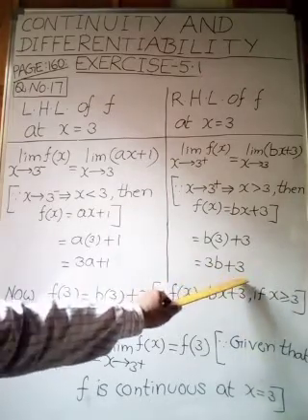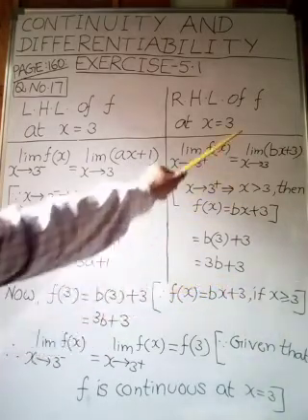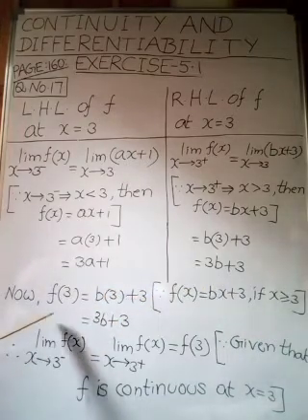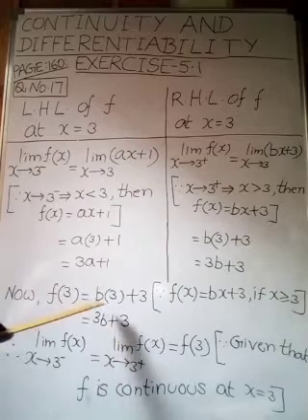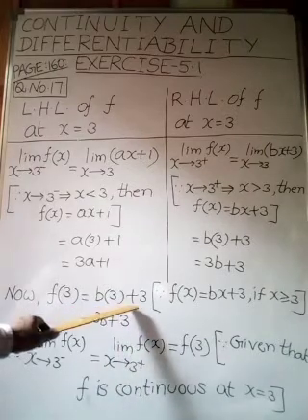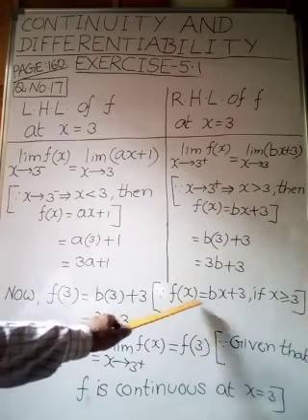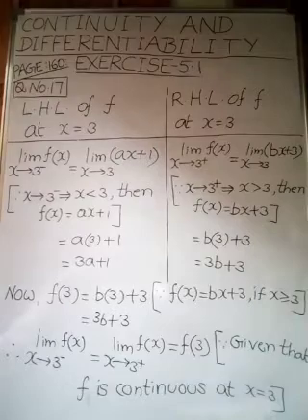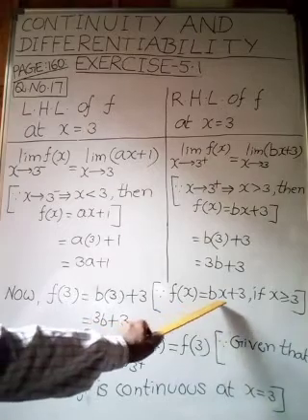Is it clear this step, my dear children? Right. This is the right hand limit of f at x is equal to 3. Now we are going to find f of 3, that is equal to b into 3 plus 3. Here I have taken f of x is equal to bx plus 3 because x is greater than or equal to 3. If x value is greater than 3 or if x is equal to 3, f of x is defined as bx plus 3.